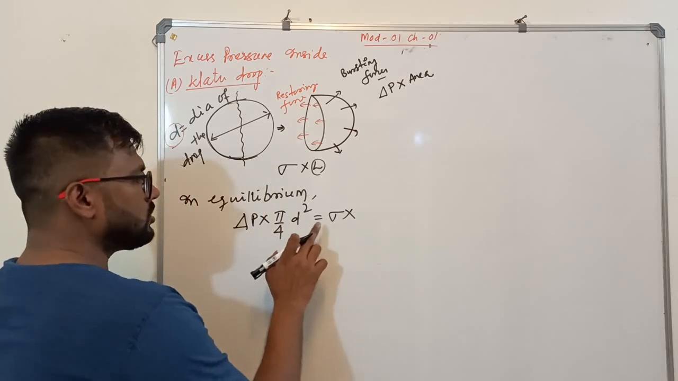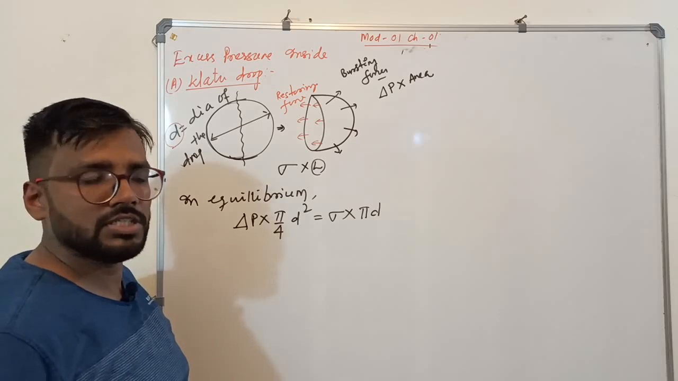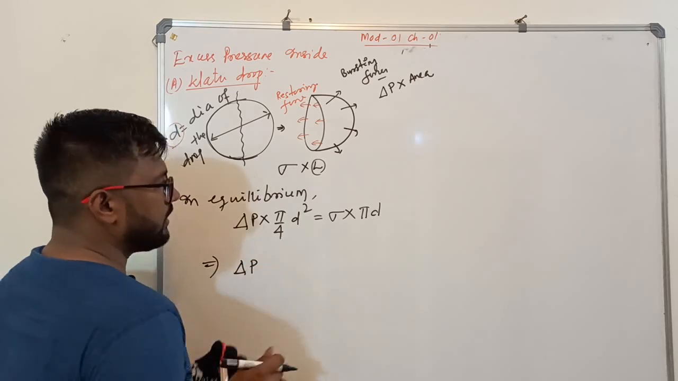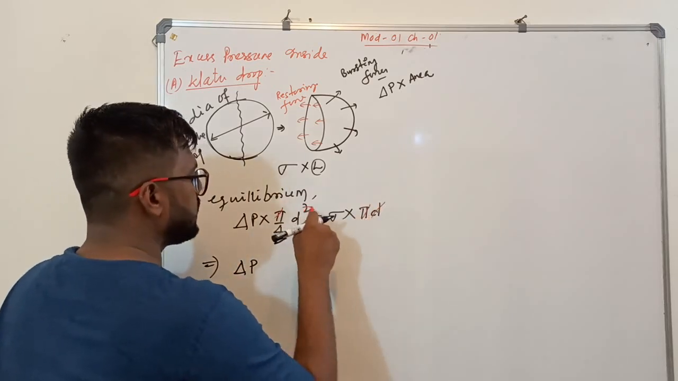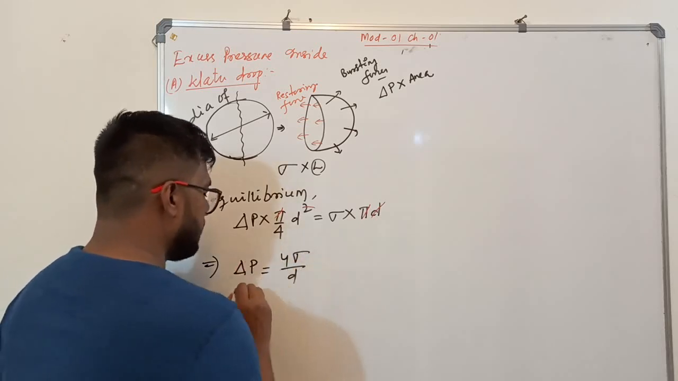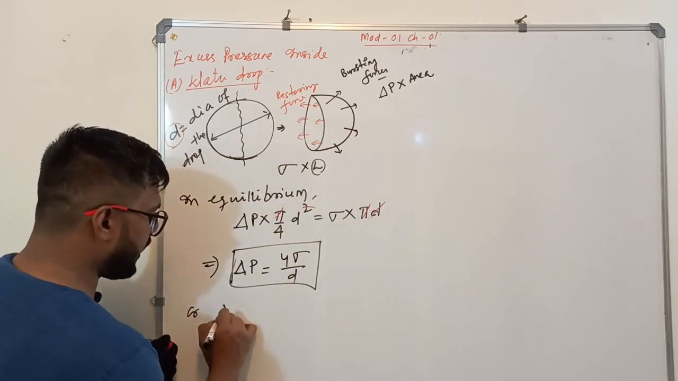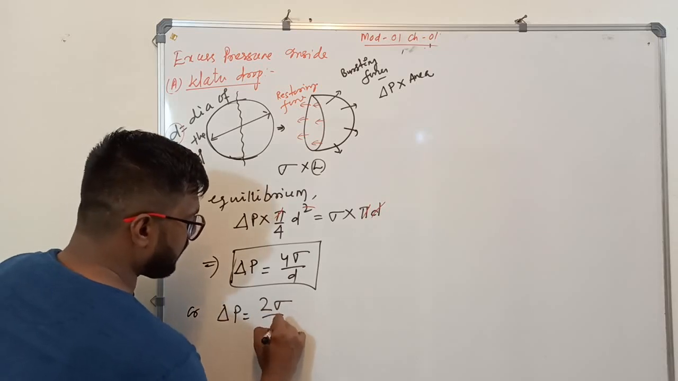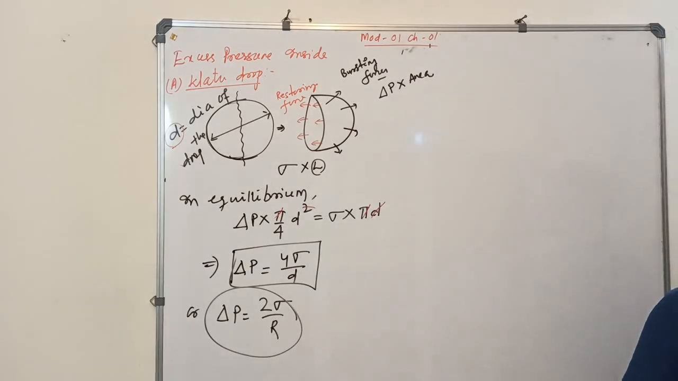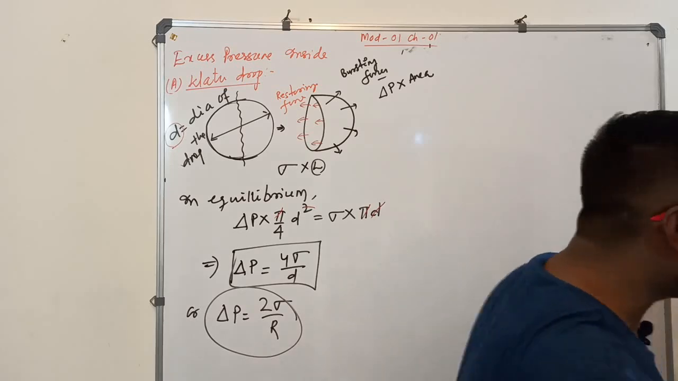So sigma into L, where is it acting? Sir, it is acting on the surface. So surface tension into pi d, the perimeter of that. So this implies, what is your delta P? Sir, pi cancels, d cancels. What you got? Delta P is equal to 4 sigma by d. This is the excess pressure inside a liquid drop. Or if I write, delta P is equal to 2 sigma by R. Delta P is the excess pressure inside a liquid drop.